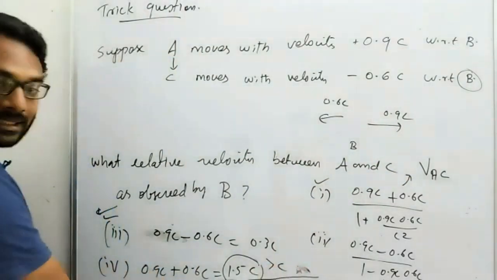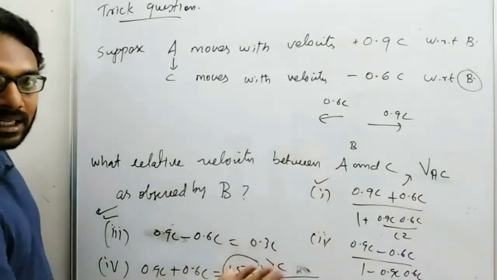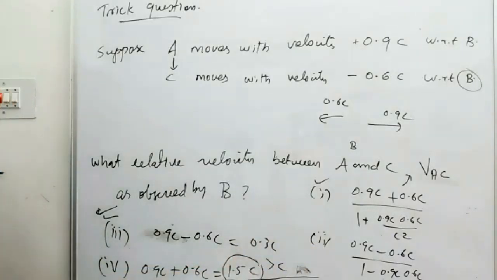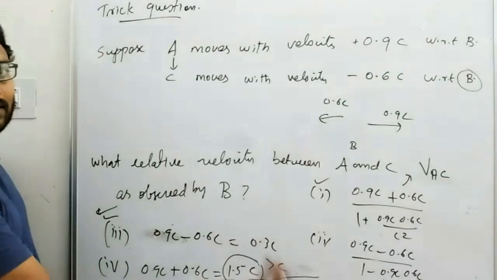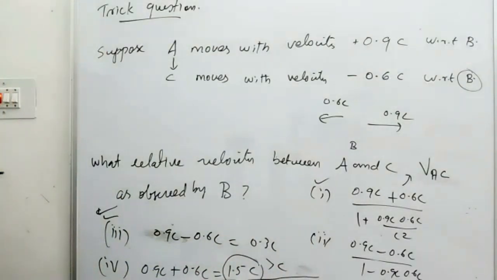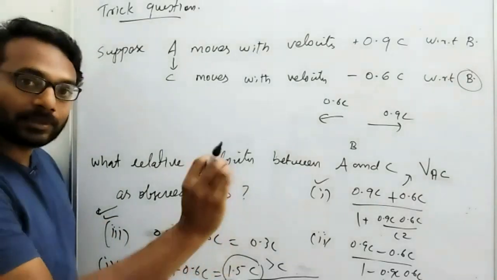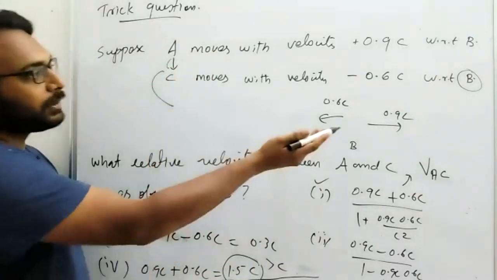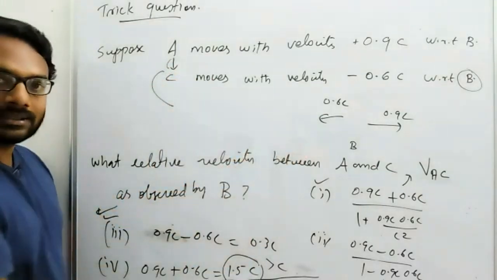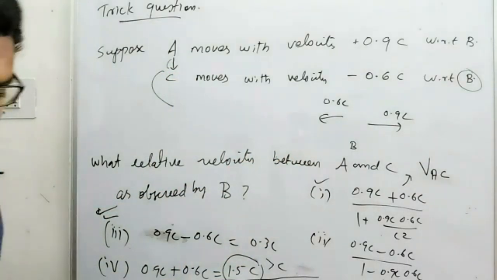Even though this is greater than C, it's fine, because this is not a real velocity of any object in any frame. It's just a relative velocity in some frame. So this is the correct answer. Now, you may not immediately guess this because you see that greater than C is not allowed. But greater than C is not allowed if it's the velocity of an object with respect to some frame. If you are talking about the relative velocity with respect to some other frame, then this is allowed. So that is slightly a trick question.